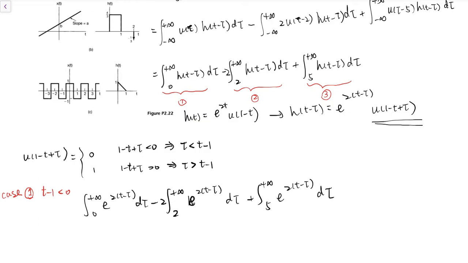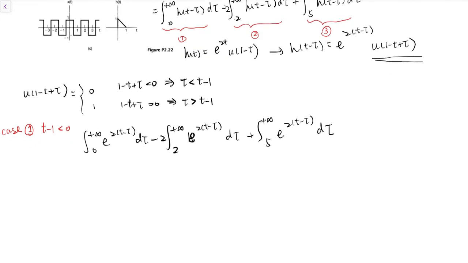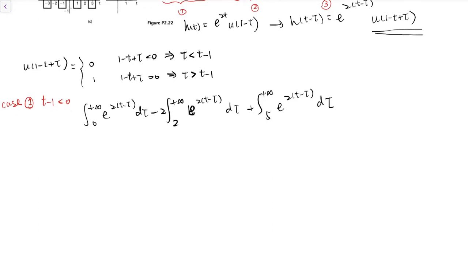And this is just simply the integral of an exponential function. I'm not going to solve this one because it should be easy for you guys. And our second case, let's think about when t minus 1 is greater than or equal to 0, but smaller than 2.